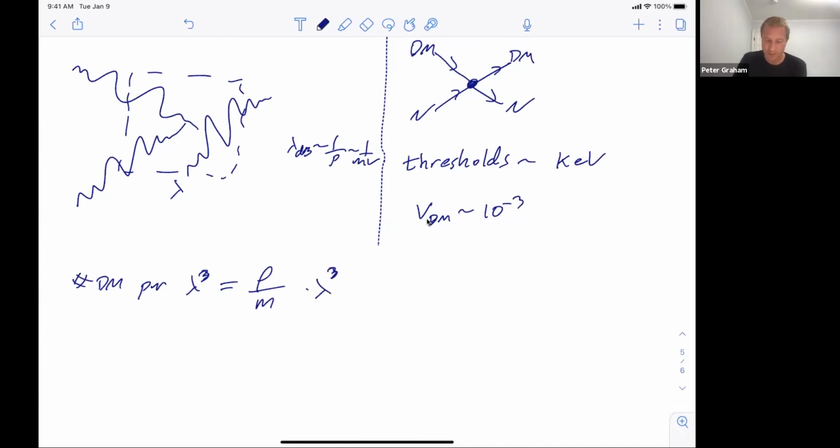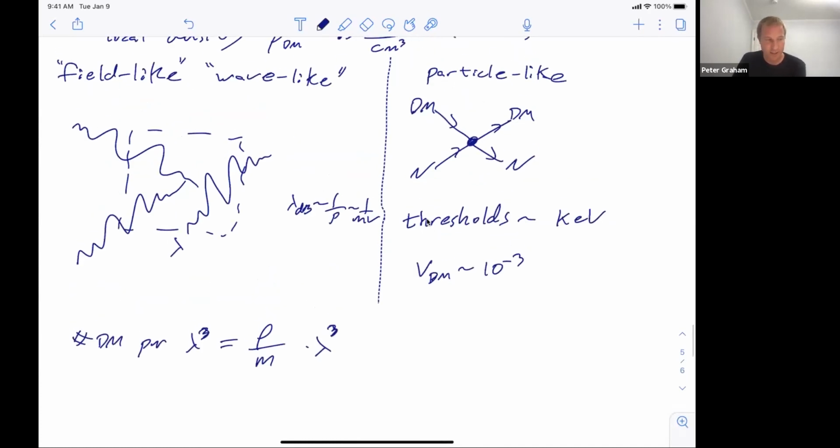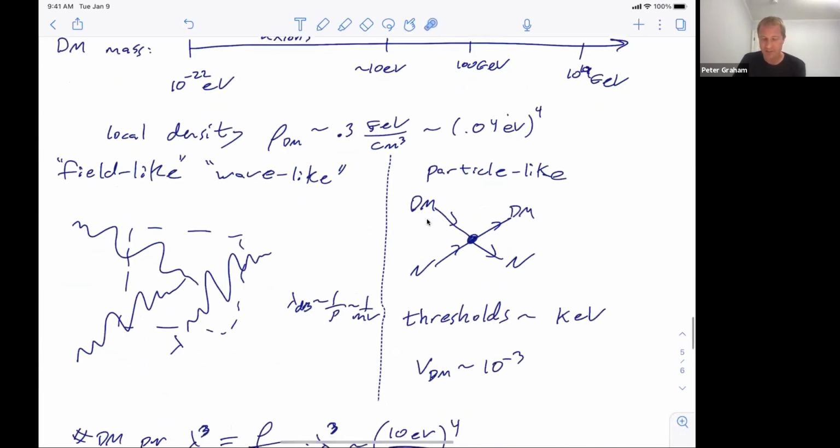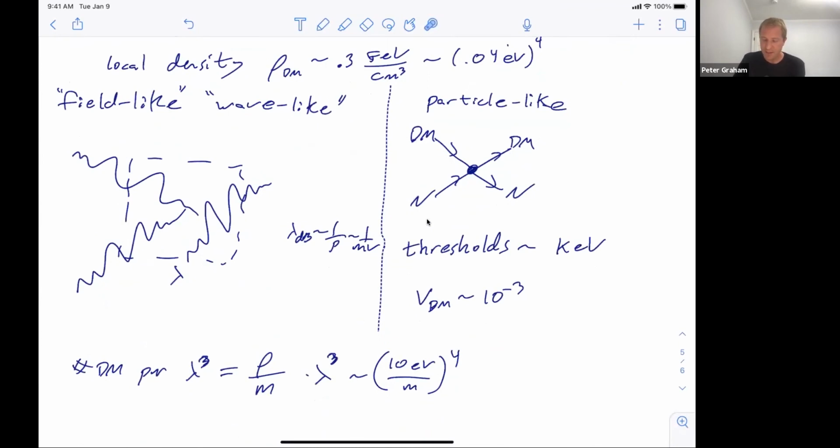If you work it out with the numbers and formula I've just given you, you'll find this is about 10 eV over the mass of dark matter to the 4th. That's why I divided this mass plane around 10 eV, very roughly, because below that the phase space occupancy of dark matter becomes more than 1. At that point it can't be a fermion for sure. It's going to have to be a boson, since I can't put more than 1 fermion, maybe 2, in a quantum state.